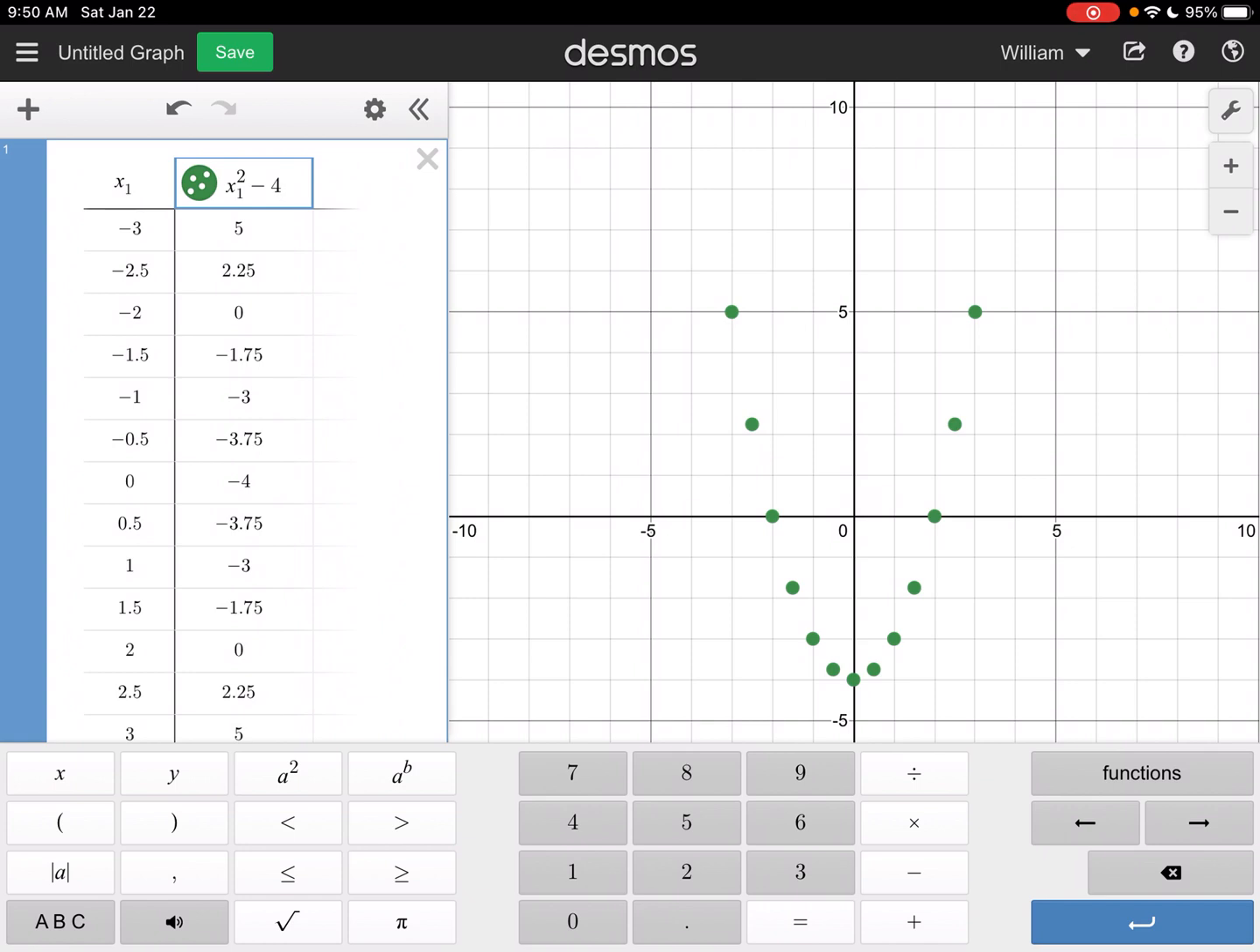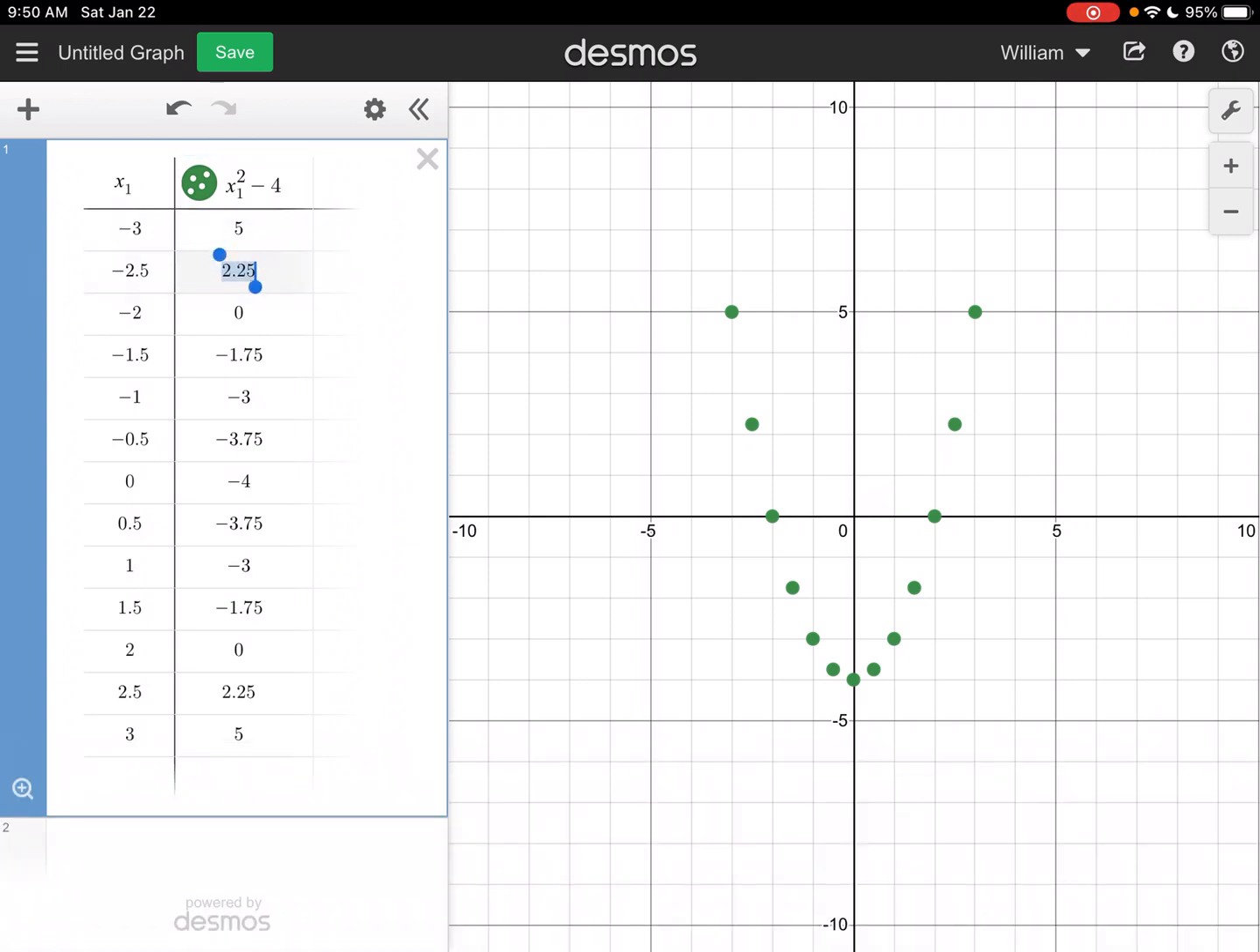Now I just look at my table. When you start at negative 3 to negative 2.5, it goes 5 to 2.25, so it's falling. It's falling after when you get to 0. Keeps on falling, falling. When I get to negative 3.75, negative 4. Now, notice you're at 0. Then it starts rising again. So we were doing that right.